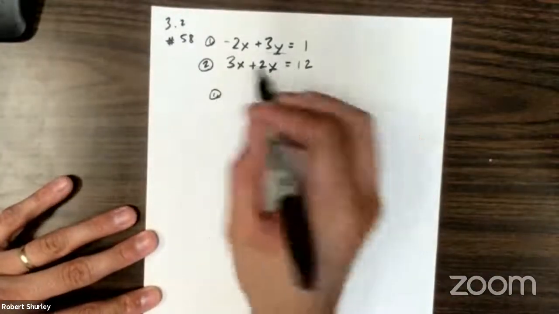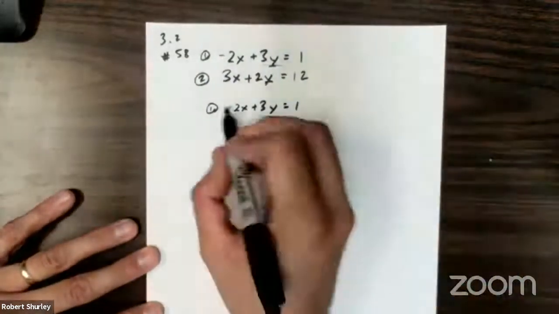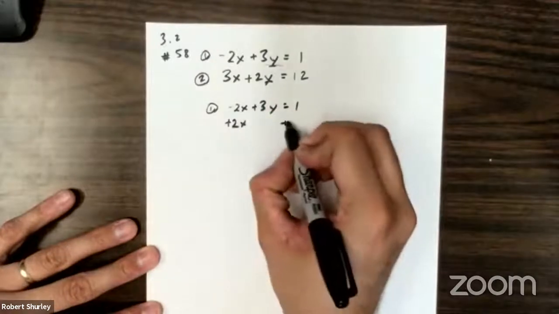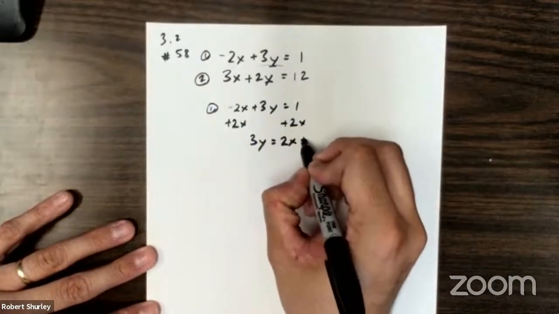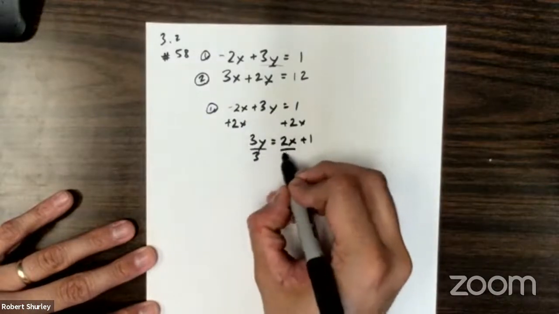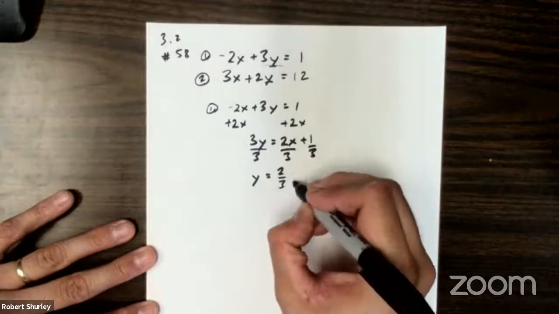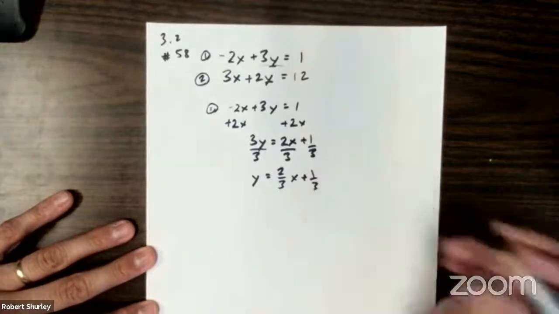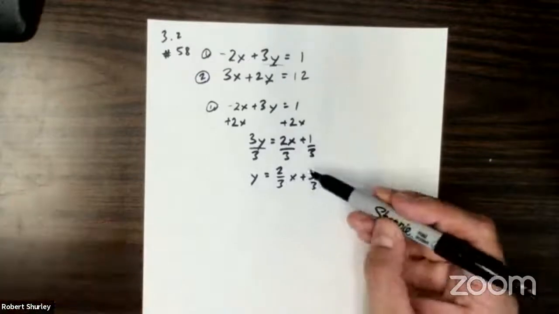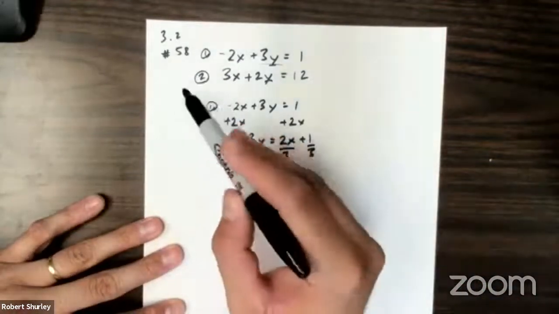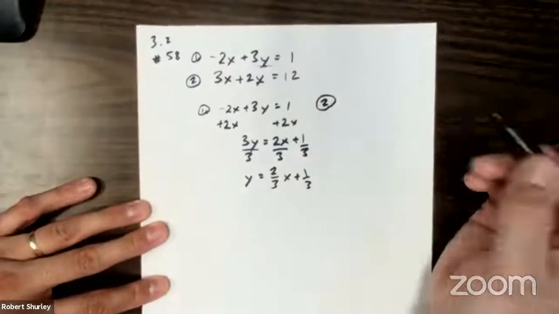So let's look at this first equation. Negative 2x plus 3y equals 1. Add the 2x, I get 3y equals 2x plus 1. Then divide by 3, and I get y equals 2/3 x plus 1/3. Okay, that doesn't tell me anything yet. I know the slope is 2/3, but it doesn't help me answer my question. I've got to solve for the second equation to really answer this question.